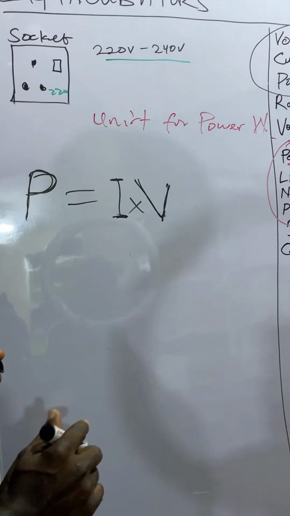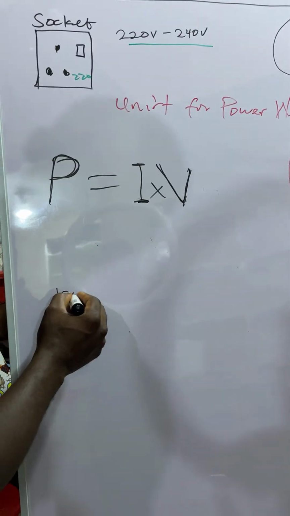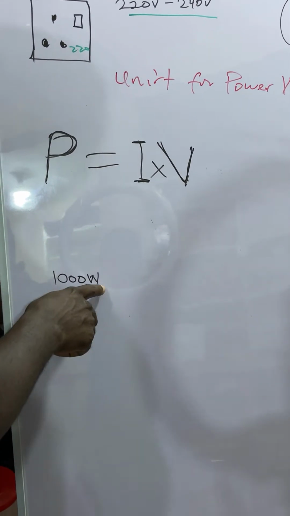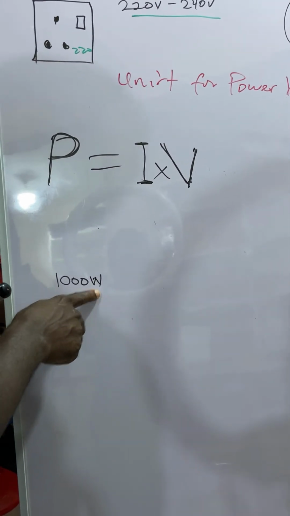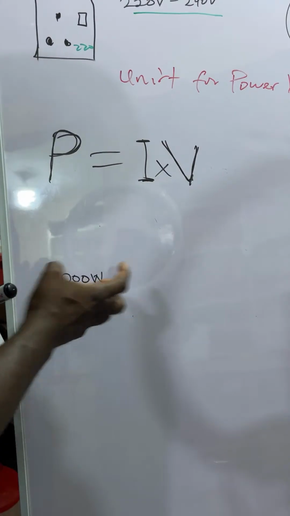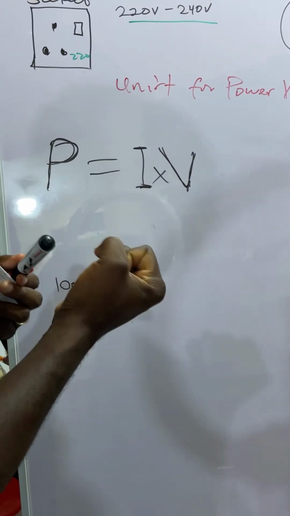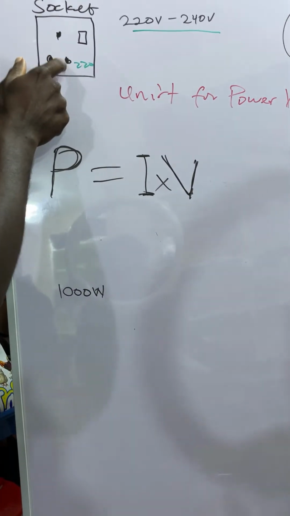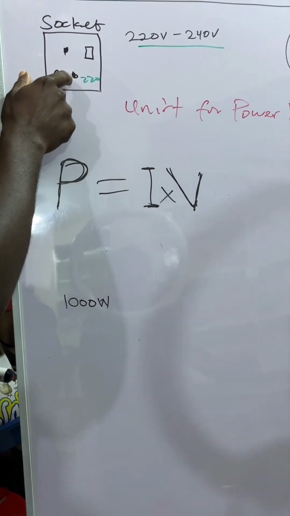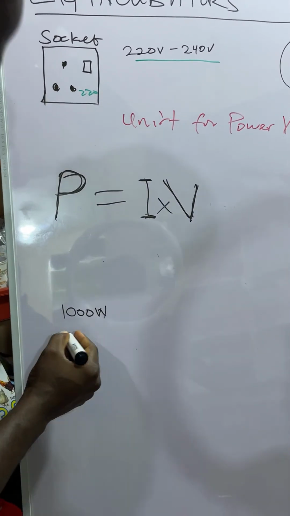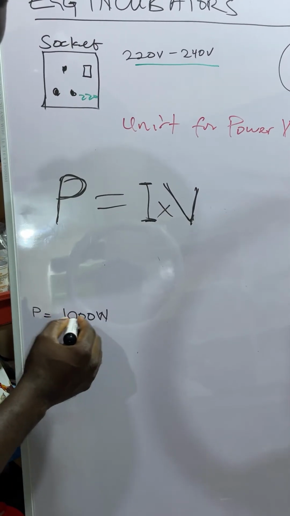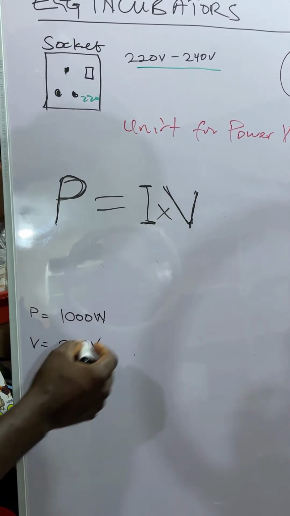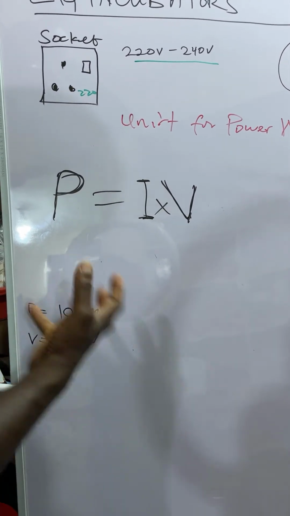Let's say you have an equipment, and at the back they've written 1000 watts. The power of the equipment is 1000 watts. That is how much electrical consumption it takes. And you know that the voltage from your socket is 220 volts. So P is equal to this. The voltage from our socket is 220 volts.